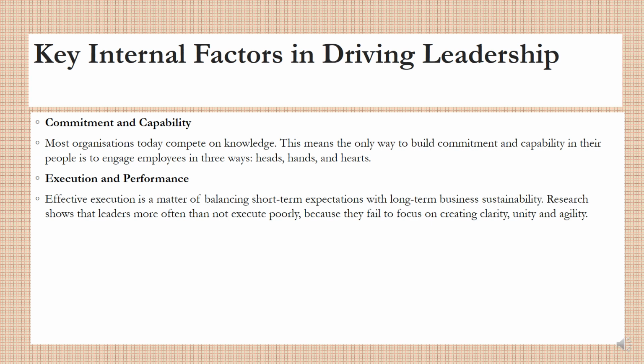So leaders are actually the key drivers in the entire work process towards the organizational objectives or goals. Hence, it becomes a very important part of management research to understand how a leader can work for the positive of the organization. So, this was all about the key internal factors in driving leadership.